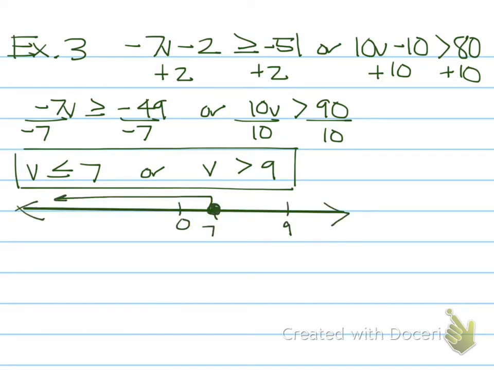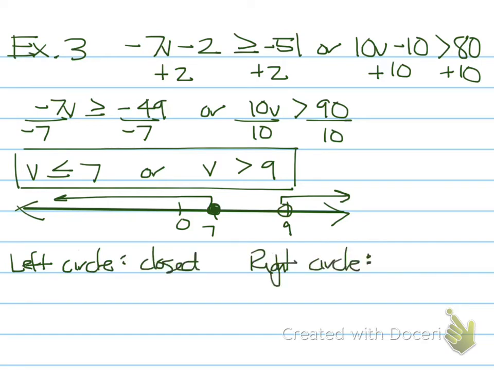Again, the solution is the combination, or combining, of both of these graphs. So that is our solution. That is the graph of our solution. The left circle is closed, the right circle is open, and the arrows are going away from each other.